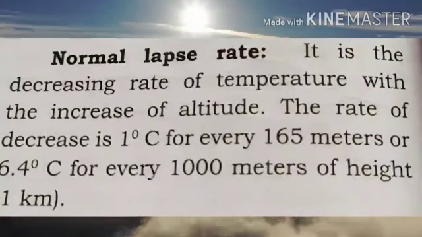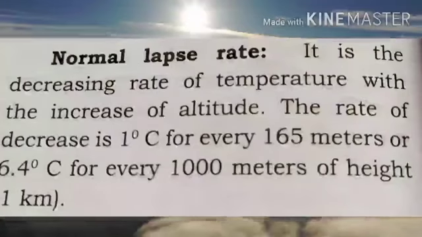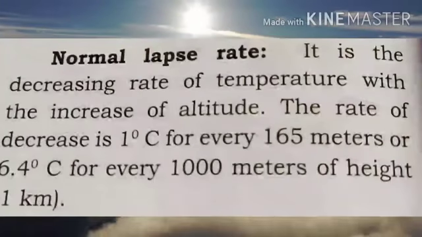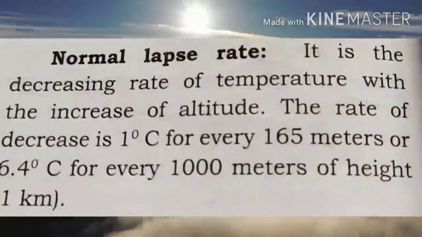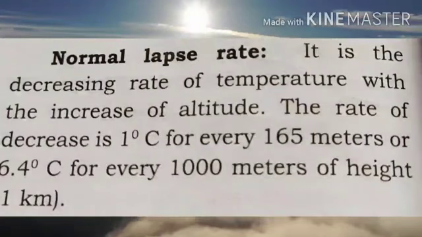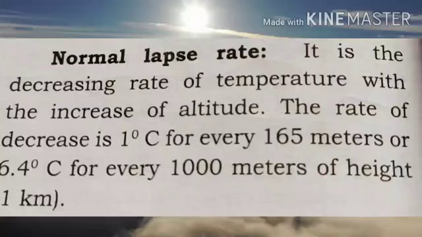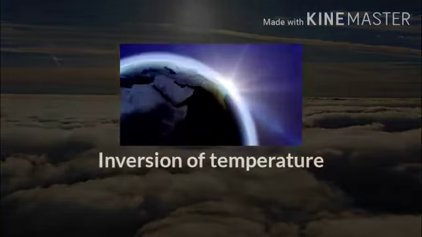That is, 1 degree Celsius it decreases for every 165 meters, or 6.4 degrees Celsius decreases for every 1000 meters.